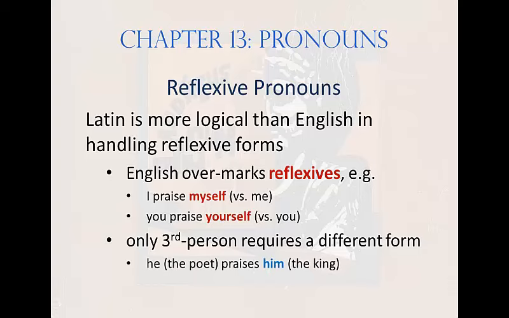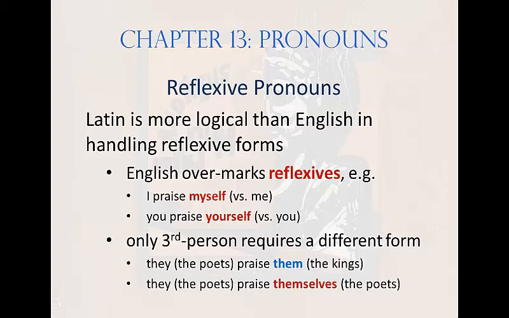For instance, he praises him, meaning the poet praises the king. Here, the him is non-reflexive because it is not the poet praising himself. To make the sentence reflexive, you change him to himself, and you change the thought of the sentence entirely. He praises himself means the poet is praising the poet, not the king. The same is true of the third person plural. For example, they praise them, meaning the poets are praising the kings. Their them is non-reflexive. But they praise themselves, the poets are praising the poets.